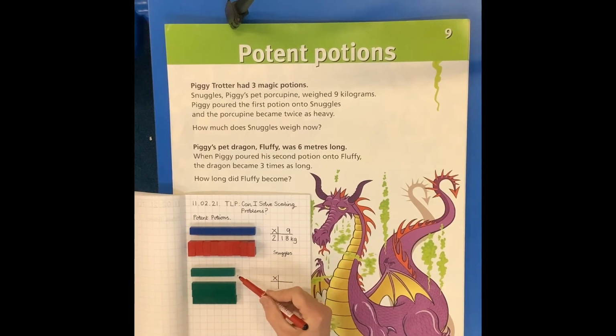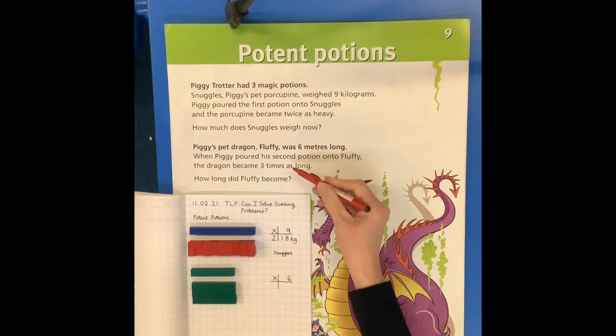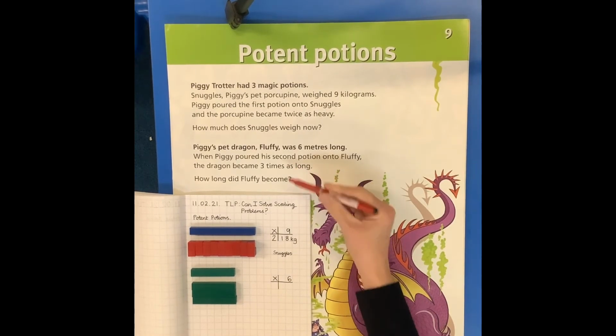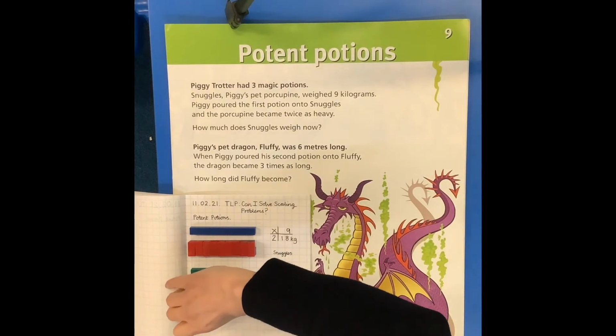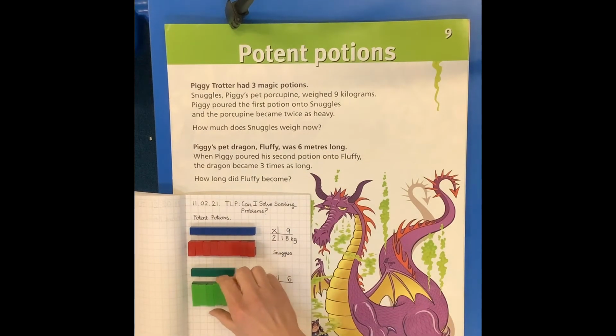Originally, at the beginning, it was 6. It was 1 lot of 6 metres. When the magic came along, it was 3 times as much. 3 times 6, or 6 times 3, year 3. If we swap the numbers round, here's 6 groups of 3 on top of my 3 groups of 6. Hopefully you can see they're the same.